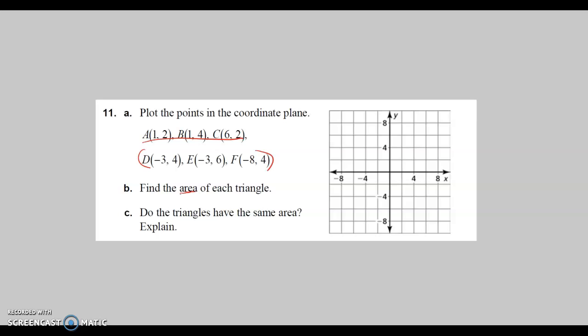We're going to leave those off to the side for a little bit. First thing you want to notice is that this is a scale of 2 on your axes. So when you're plotting point A, you're going to go to 1, 2. It's going to be point A. 1, 4 is point B. And then 6, 2 is point C.